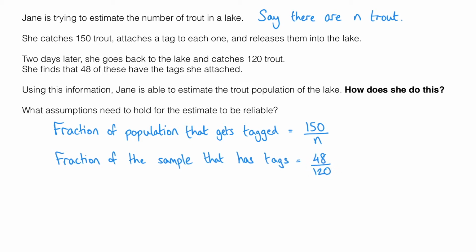And this fraction can be simplified to 2/5. What we can do is assume that the sample is representative of the whole population. So in other words, because 2/5 of the sample has got tags, that means approximately 2/5 of the whole population also must have tags. In other words, the fraction of the population that's tagged must also be 2/5.